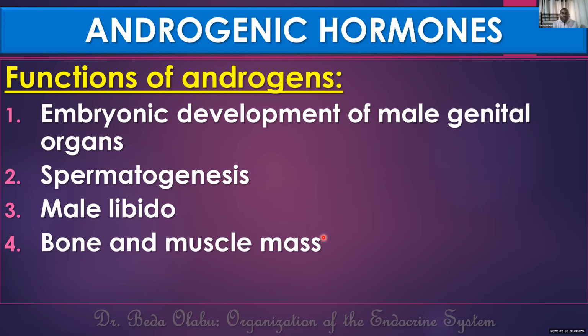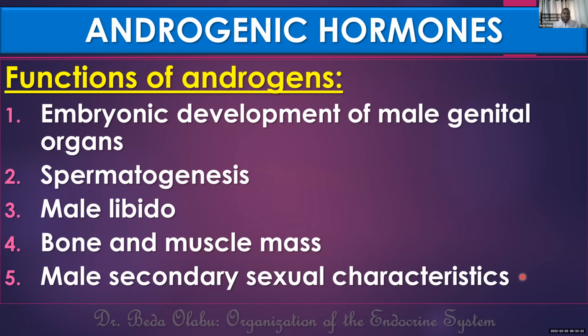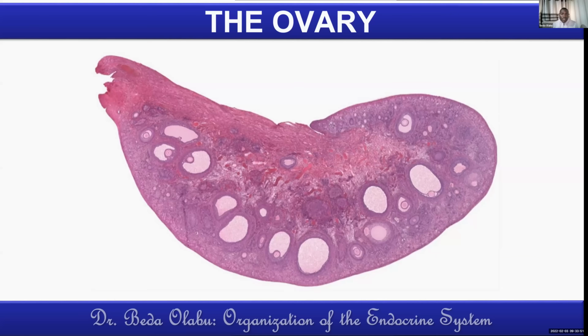They promote bone and muscle mass, and importantly also, they promote development of the male secondary sexual characteristics like the breaking of voice, broadening of the chest, formation of beard and the like, pubic hair. Those are androgens. Now let's finish with the ovary.